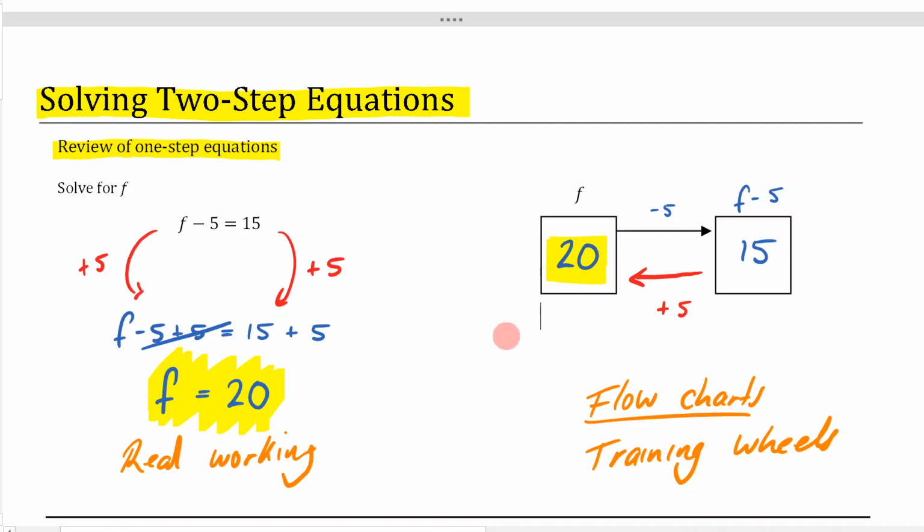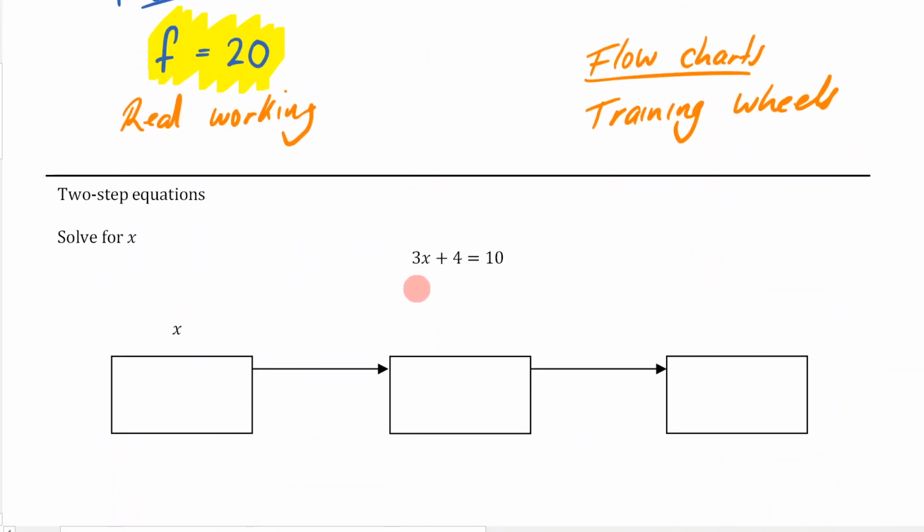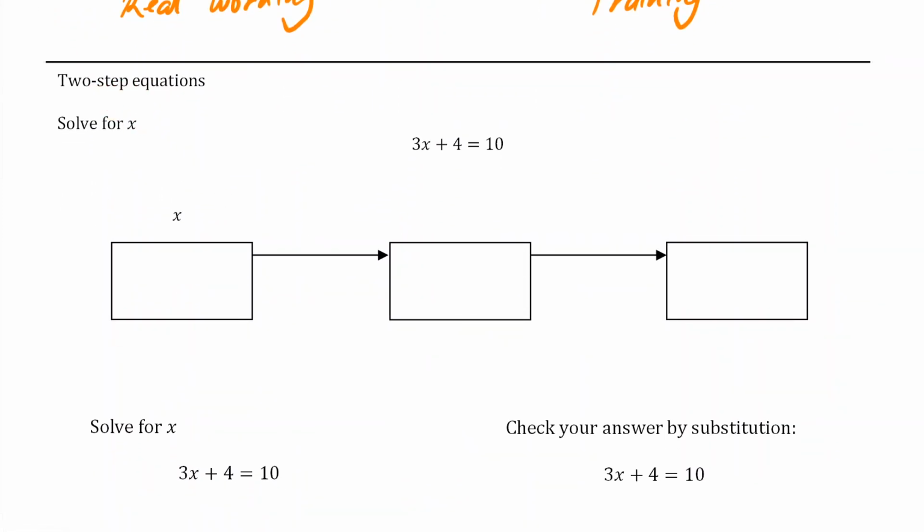That is one-step equations, everyone. That is how you solve one-step equations. Remember, this is the real working out. This is just to help us understand. Let's now move on to what this lesson is all about, which is two-step equations.